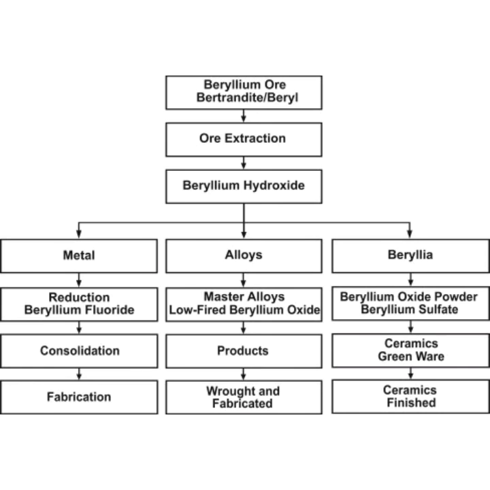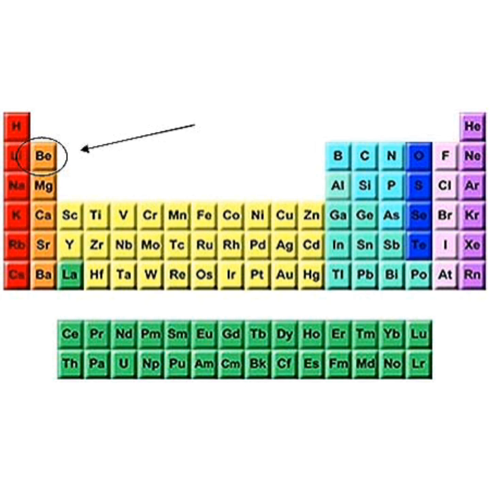In this flowchart, beryllium ores after ore extraction form beryllium hydroxide. Beryllium hydroxide leads to metal, alloys and beryllia. In metal, reduction with beryllium fluoride, consolidation, then fabrication. In alloys, with master alloys, low fired beryllium oxide forms a product and then wrought and fabricated. Beryllia: beryllium oxide powder, beryllium sulfate, then ceramics greenware and then ceramics finished.